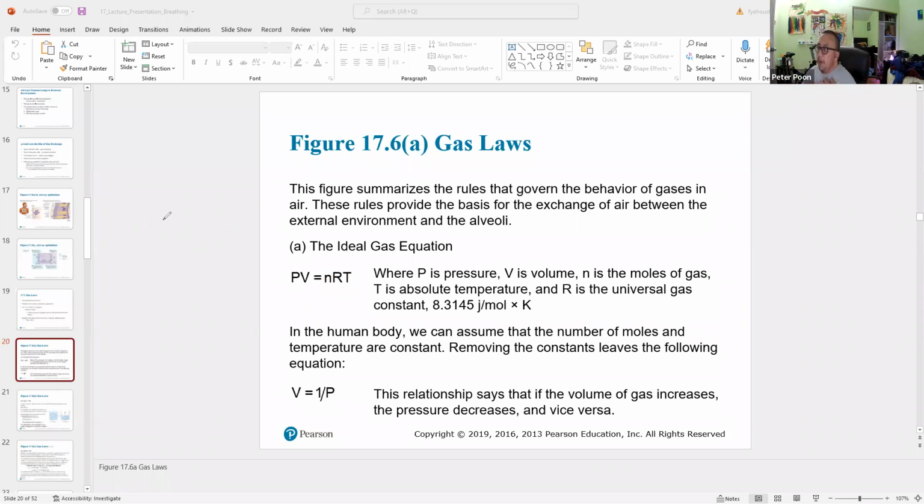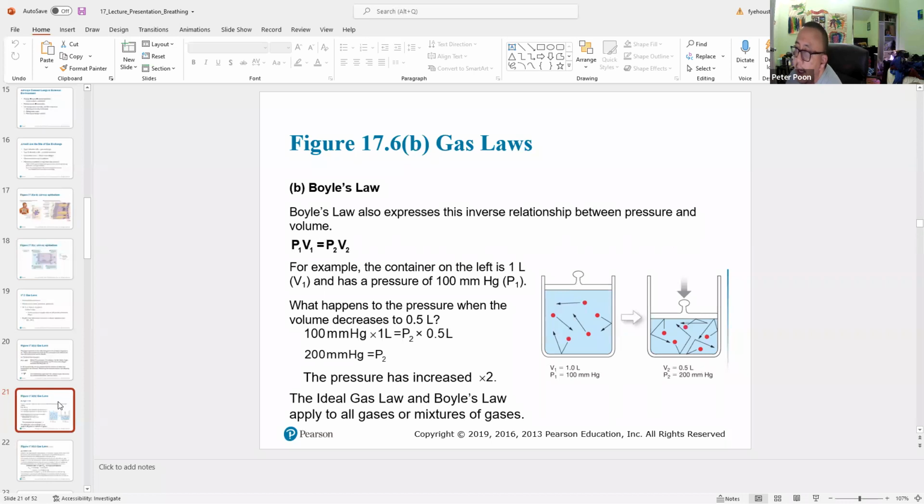So if I'm breathing, as I breathe in, I'm going to open up my lungs and that's going to increase the volume. If I increase the volume, I decrease the pressure inside my lungs. If my diaphragm contracts, then I decrease the volume and I increase the pressure. And that essentially is Boyle's law.